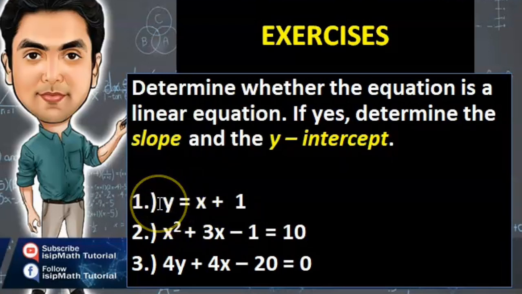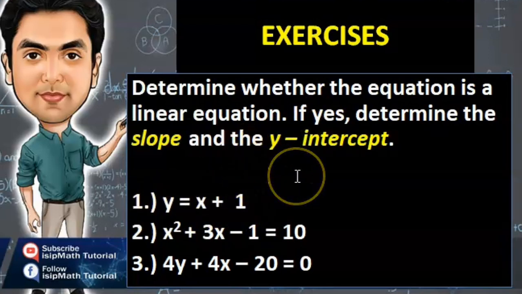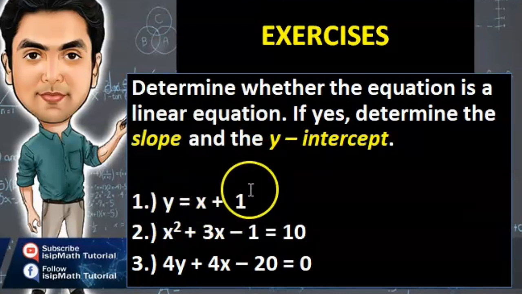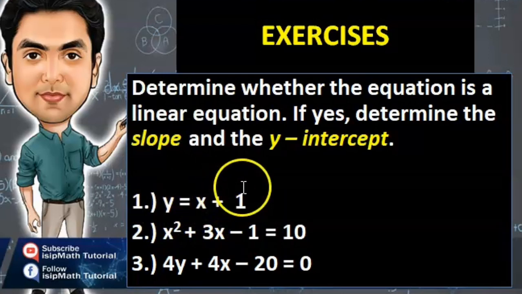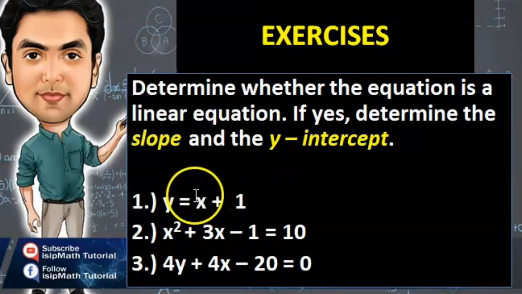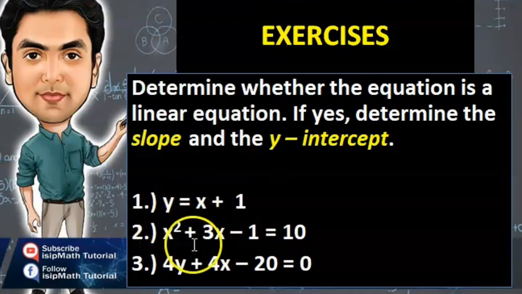Diba? And since this is a linear equation, so ano po yung slope niya at saka yung y-intercept niya? No need to rewrite this one into y equal to mx plus b dahil naka-slope intercept form na po siya, di ba? Ito po yung y natin, ito po yung mx po natin, ito po yung b natin. So therefore, our slope is the numerical coefficient of x, which is positive 1, and our y-intercept is positive 1.